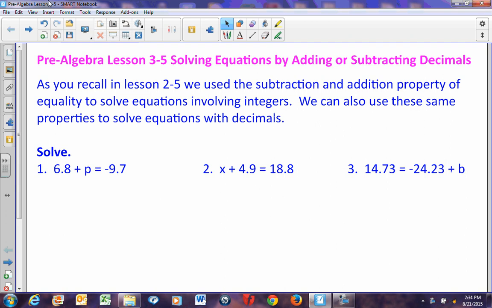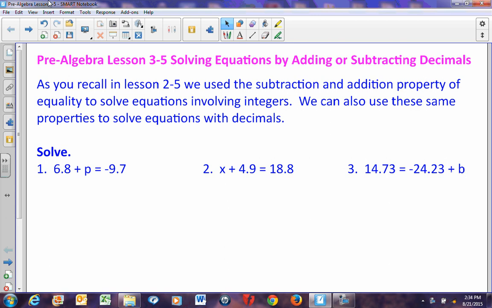This is pre-algebra lesson 3-5, solving equations by adding or subtracting decimals. As you might remember, in lesson 2-5, we used the subtraction and addition property of equalities to solve equations involving whole numbers, integers, positive and negative whole numbers. We can use these same exact properties to solve equations with decimals. All the same rules apply.